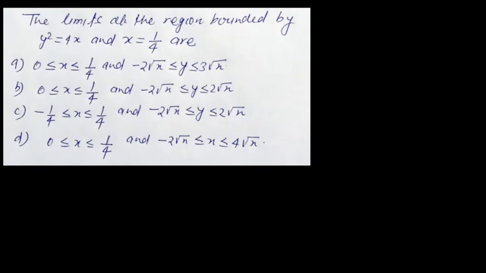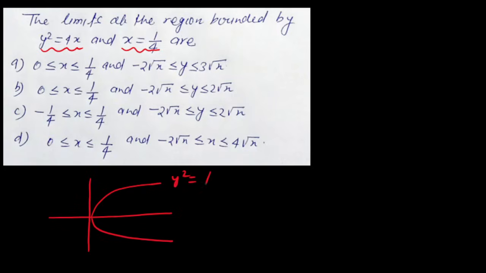This is question number 3. The limit of the region bounded by the parabola y square is equal to 4x and x is equal to 1 by 4. So again, the first thing we have to do is draw the region. The parabola looks like this. This is the parabola y square is equal to 4x, and x is equal to 1 by 4 is a line which is parallel to the y-axis. So this is the line x is equal to 1 by 4.